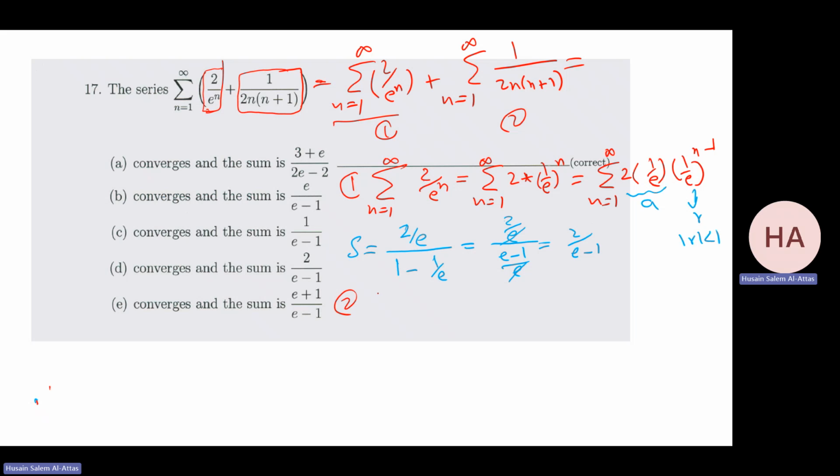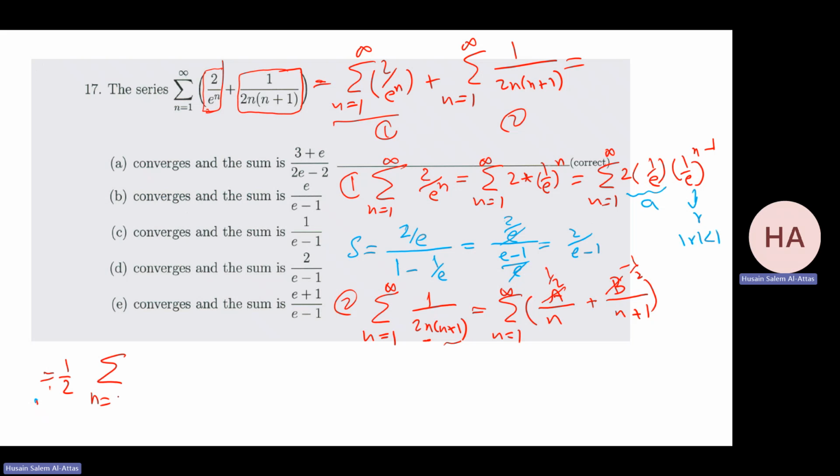For the second one, I have summation n equals 1 to infinity, 1 over 2n(n plus 1). Now I rewrite it with partial fractions: A over n plus B over n plus 1. Let me see what A and B will be. Using the cover-up method, at n equals 0 I have A equals half. At n equals minus 1, I'm getting B equals minus half.